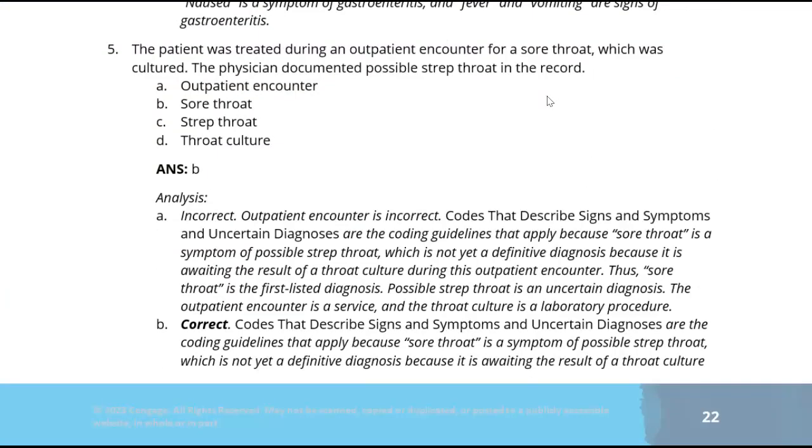Okay, number 5. This one here, the patient was treated in an outpatient encounter for a sore throat, which was cultured. And the physician, here we go again, wrote possible strep throat in the record. Okay, we cannot code strep because of the word possible. If they took that word possible out, the physician documented strep throat, then we could code strep throat. So this one here is going to be B, just sore throat.